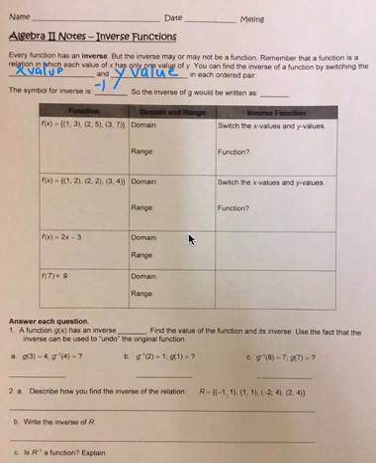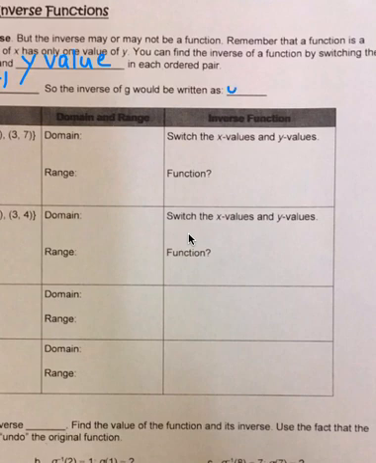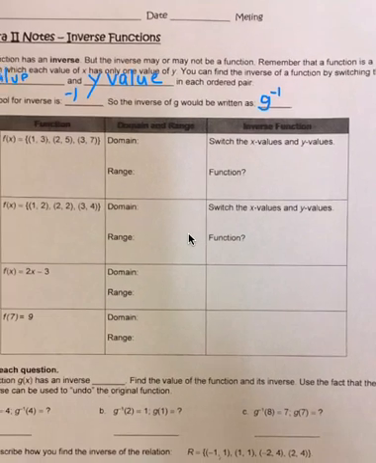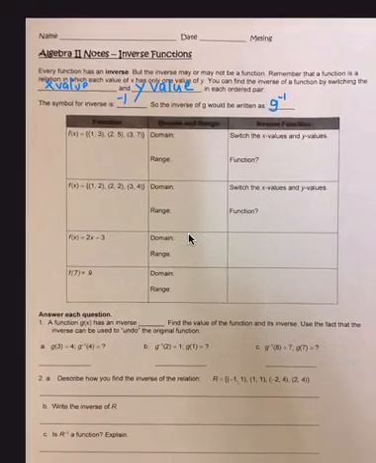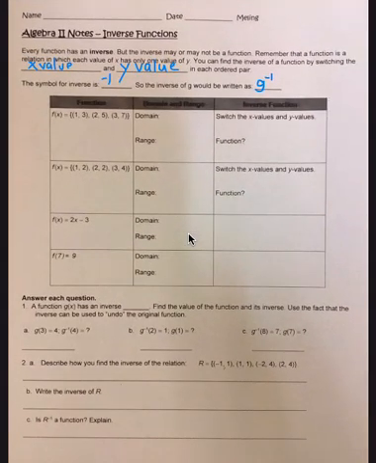The symbol for inverse, hopefully you remember, is the little -1. So the inverse of g would be written as g to the negative first, but that is read as the inverse function of g. So as we look at some examples.